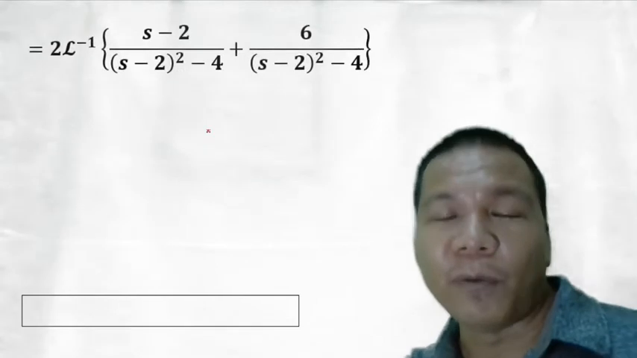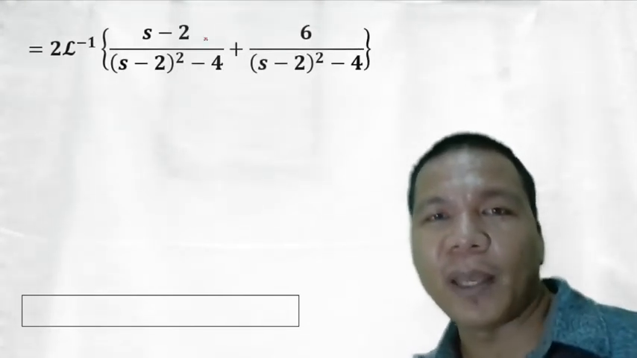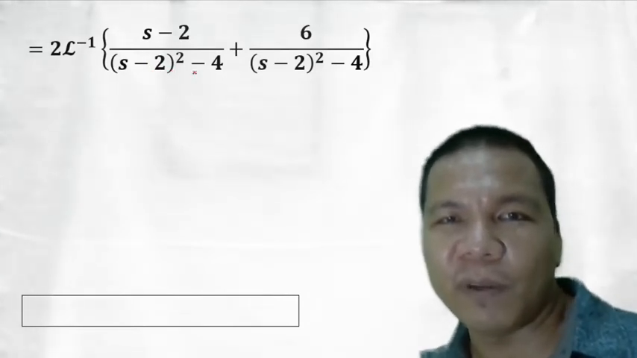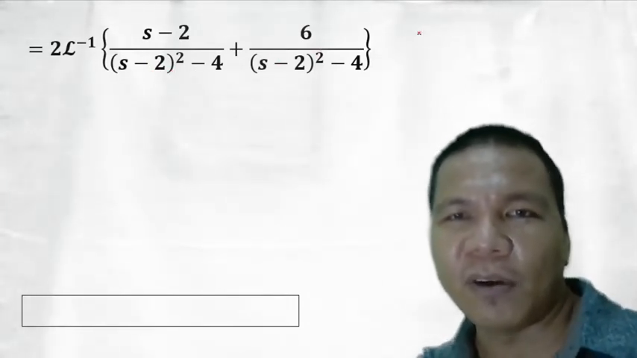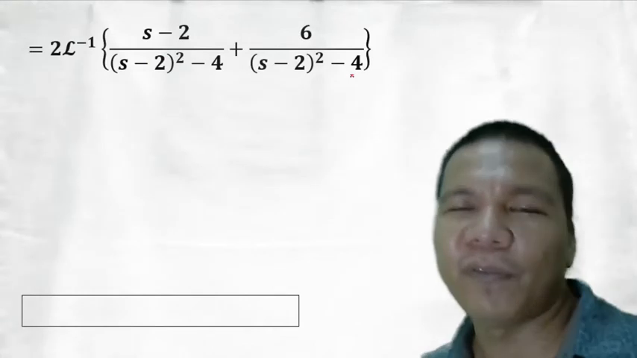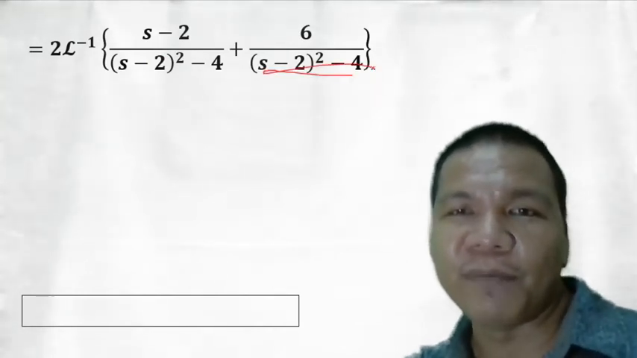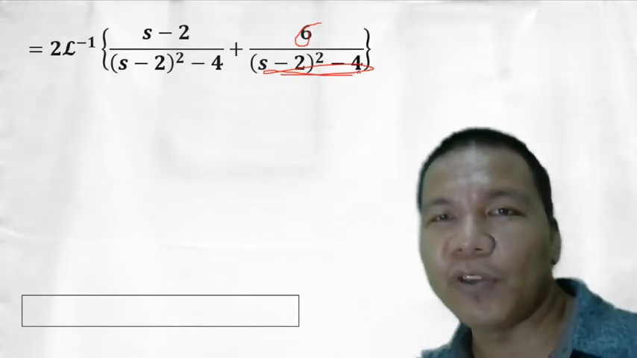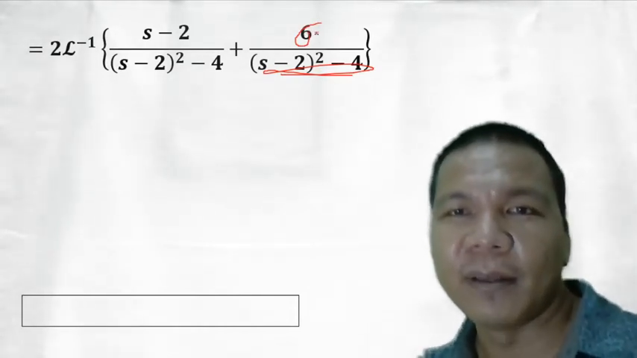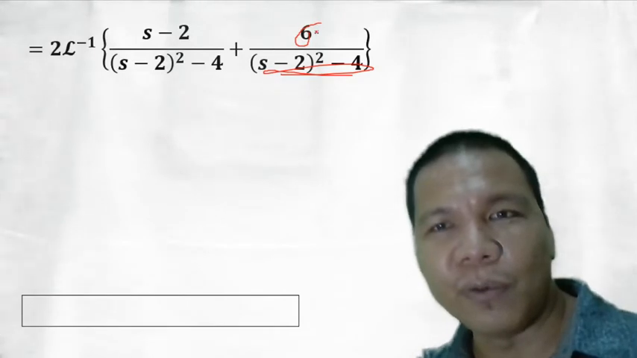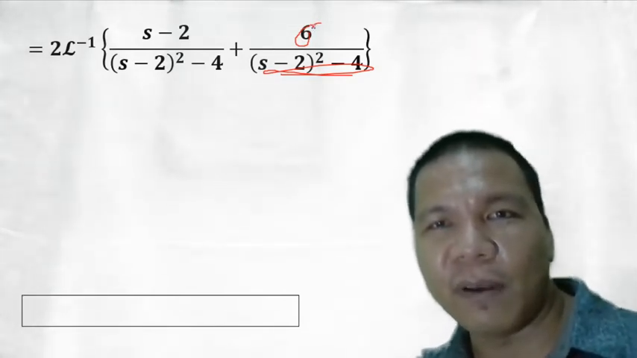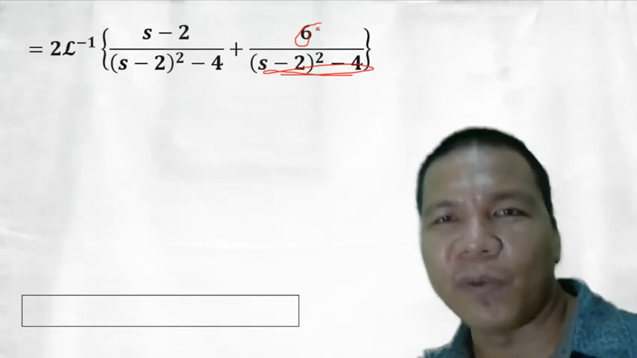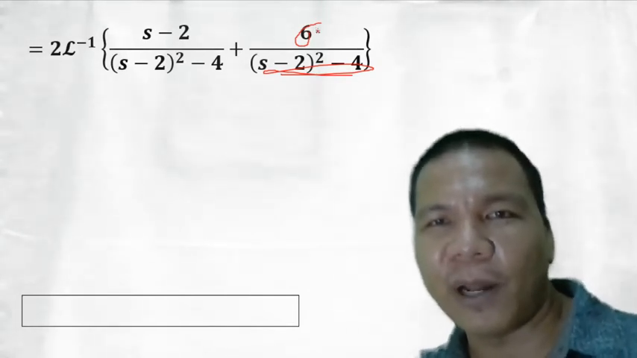When we separate the two fractions, this will now become s minus 2 all over (s minus 2) quantity squared minus 4, plus 6 all over (s minus 2) quantity squared minus 4. Now, in this term, we need to change the value of 6 here. What should be the number there? That's 2. So 6 is not the number here. Now, if we make 6 equal to 2, we factor out 3.